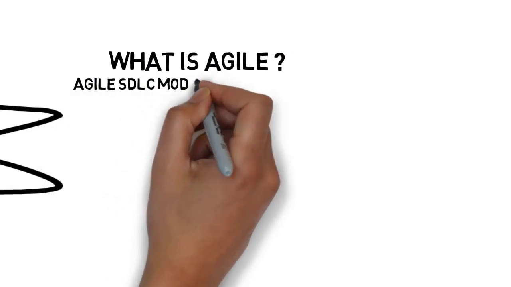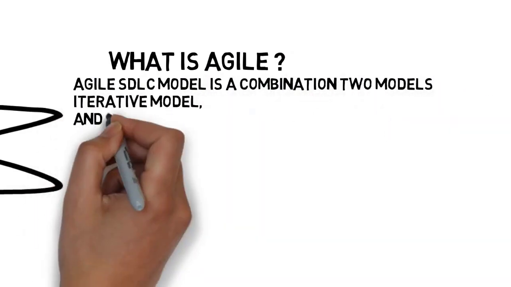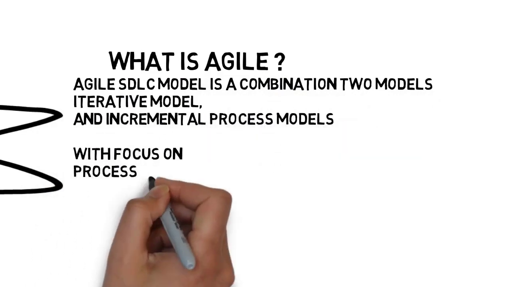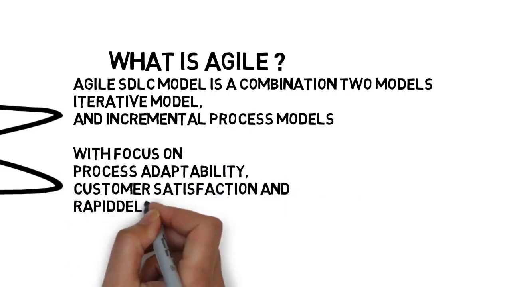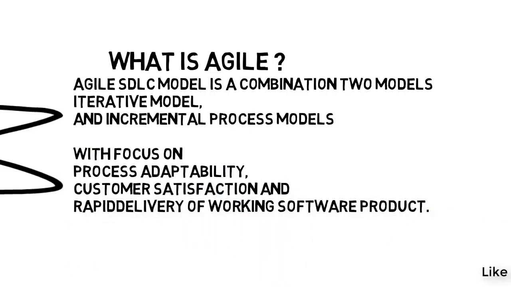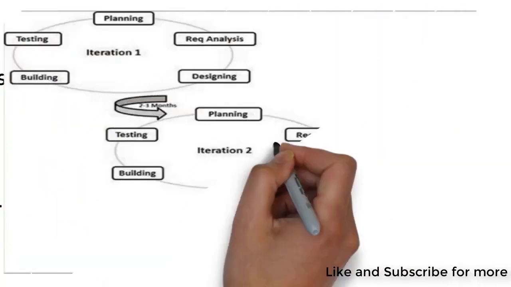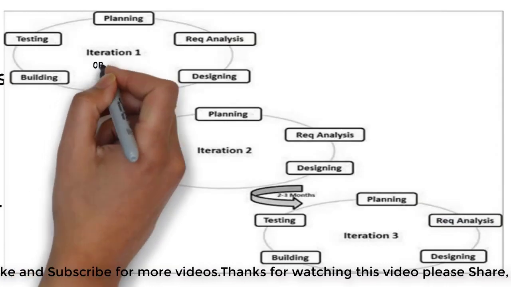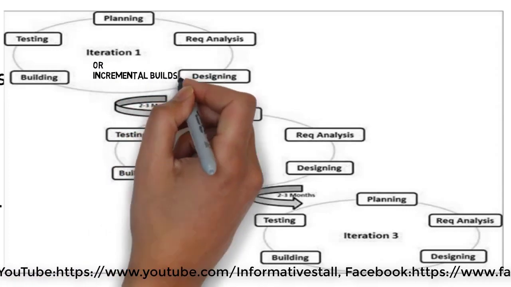What is the Agile model? The Agile SDLC model is a combination of two models, the iterative model and the incremental process model, with focus on process adaptability, customer satisfaction, and rapid delivery of working software product. Agile methods break the product into small incremental builds. These builds are provided in iterations.